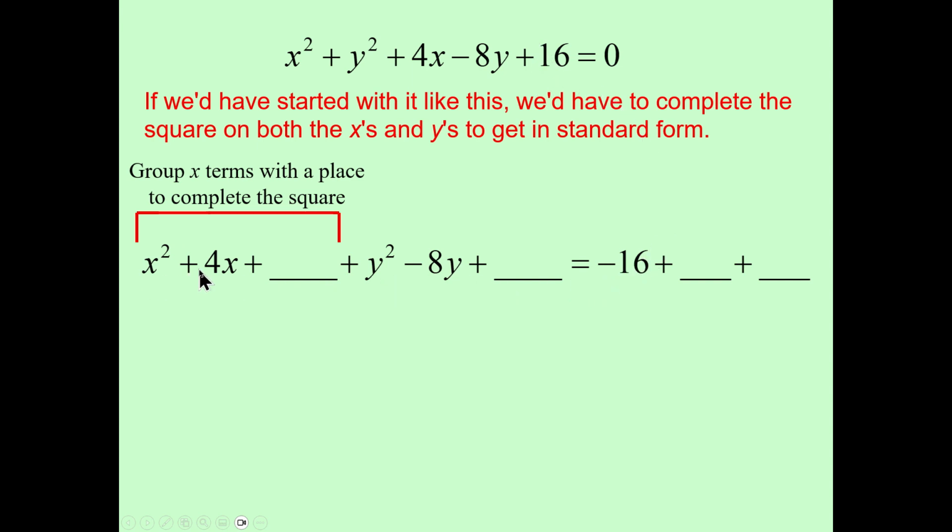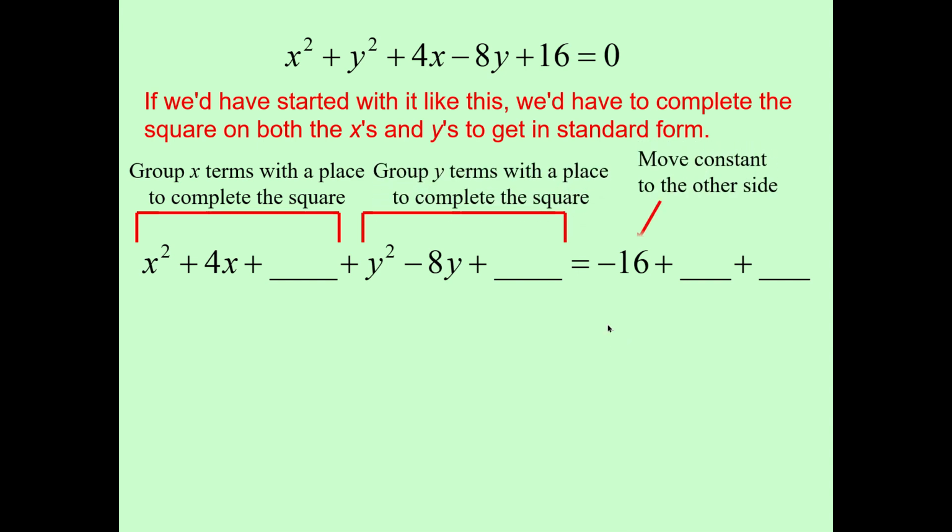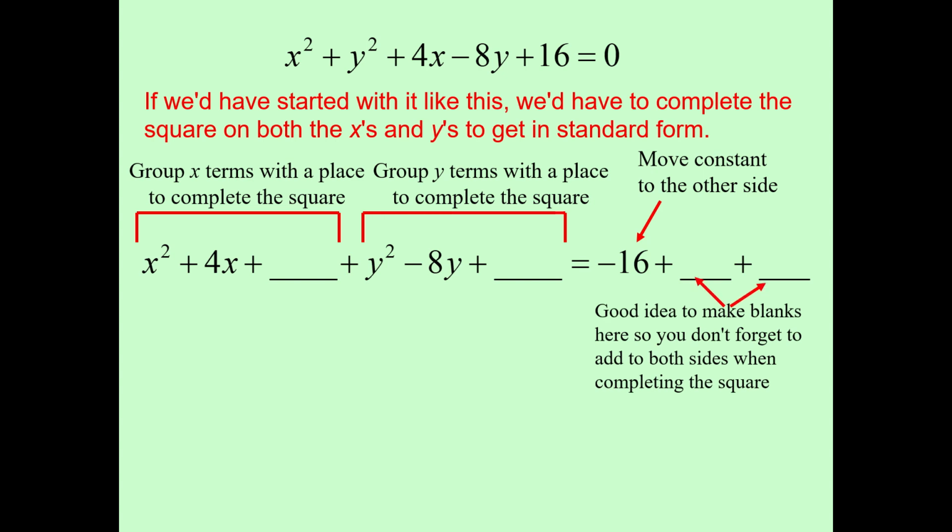We're going to complete the square. You see this x term with the 4x. You take half of it and square it. Half of 4 is 2, 2 squared is 4, so you add a 4 here. In this case you have half of negative 8, which is negative 4, and negative 4 squared is 16. What you add to one side, you have to add to the other side, so you don't forget to add to the other side. So a 4 there.